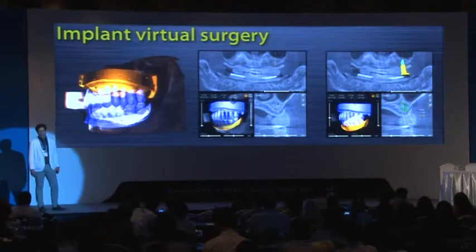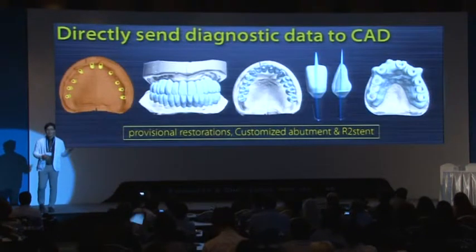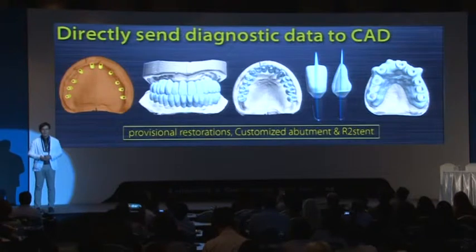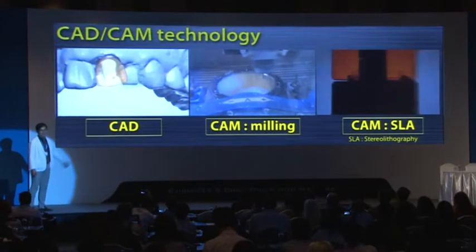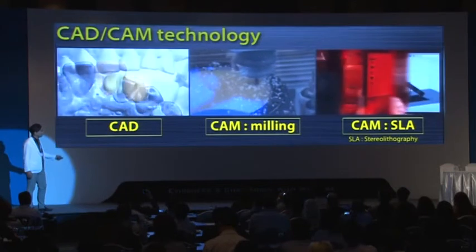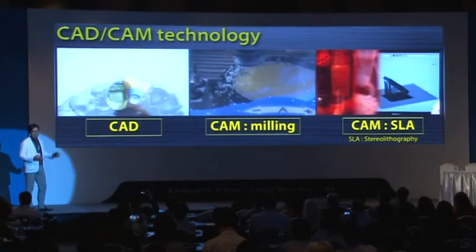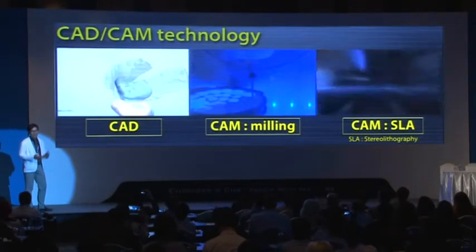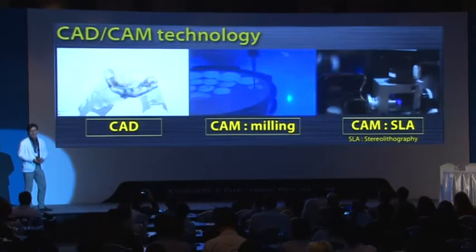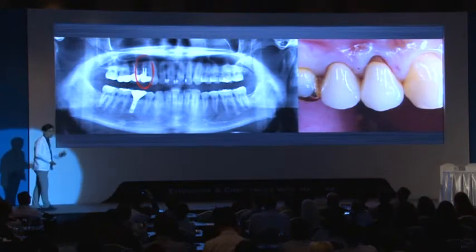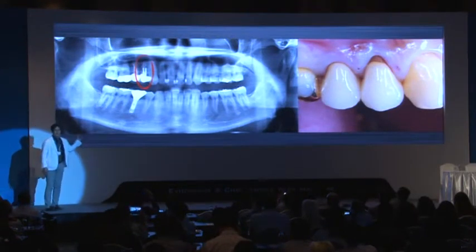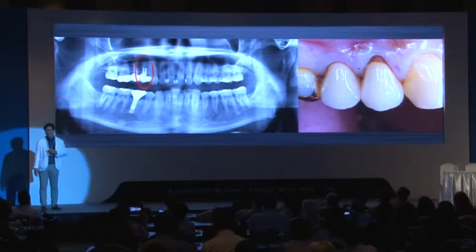After that, we immediately put this file into the CAD/CAM systems, and we design all the components which we want. Then this goes into the CAM system. Using milling or SLA, we make all of the components: stent, provisional restoration, or customized abutment. After that, we started the one-day implant. This case is the first case of our team, Eureka R2.